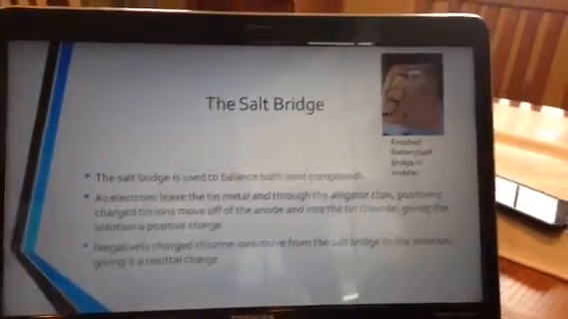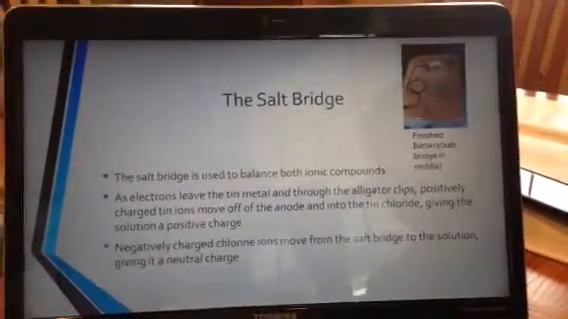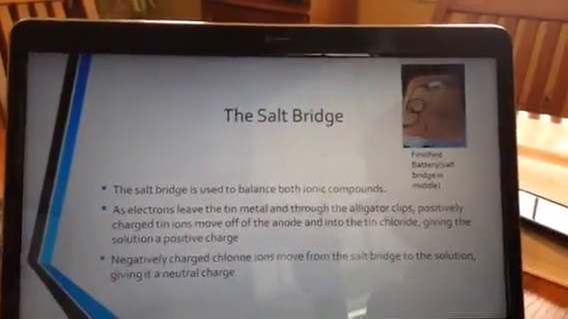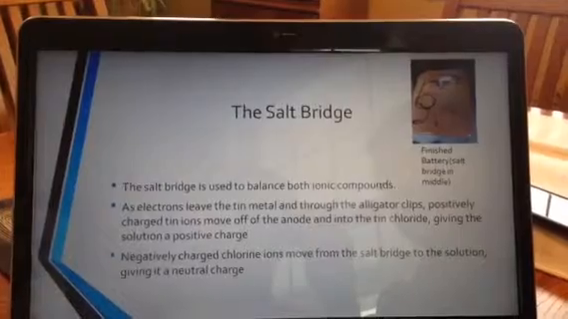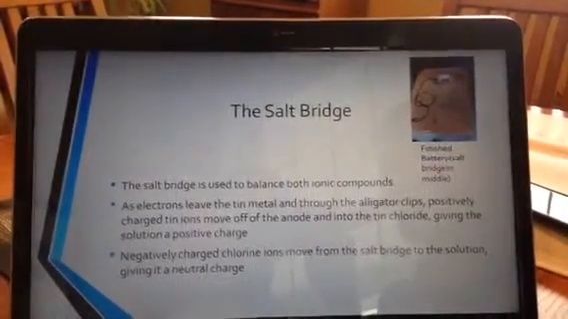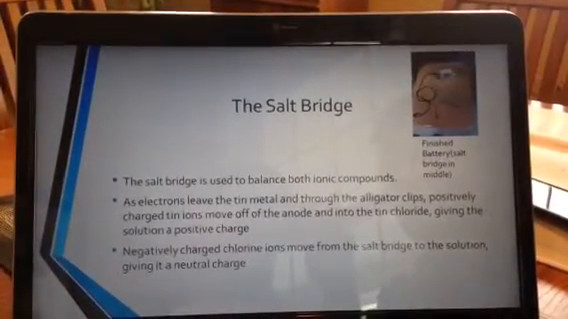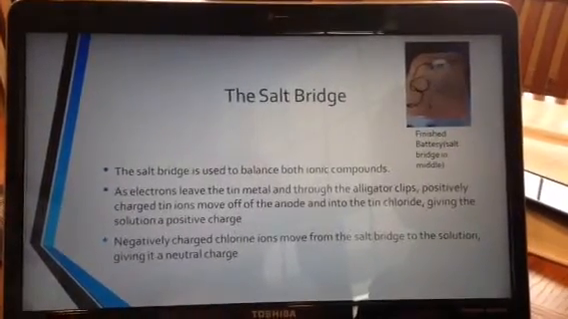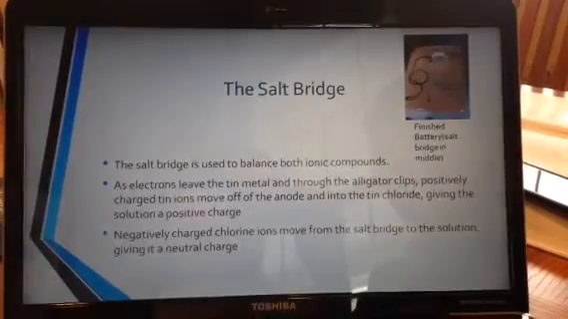The salt bridge is one of the most important parts of the battery. It is used to balance both of the ionic compounds. As electrons leave the tin metal and go through the alligator clips, positively charged tin ions move off the anode and into the tin chloride, giving the solution a positive charge. Negatively charged chlorine ions move from the salt bridge to the solution, giving it a neutral charge.